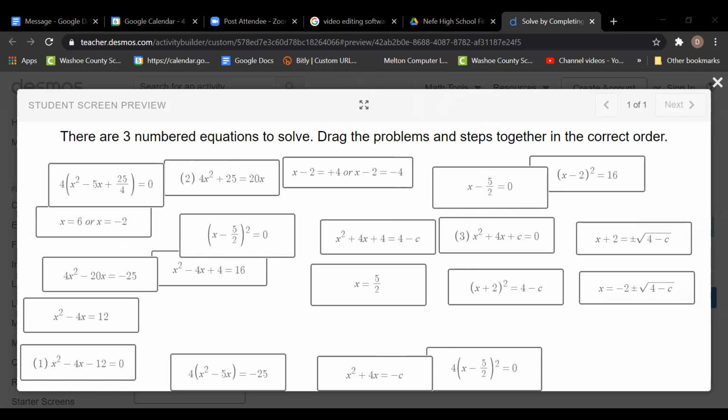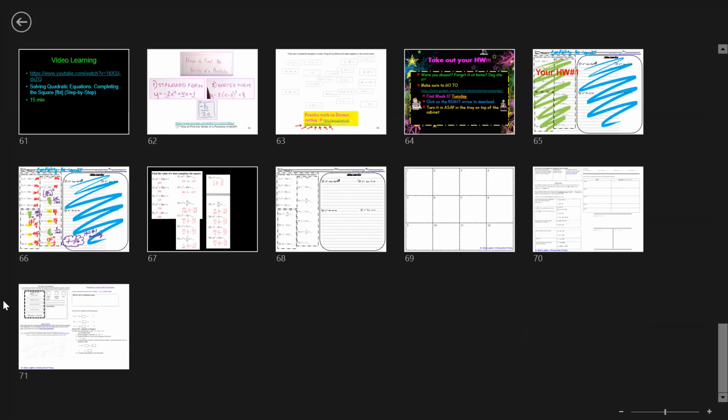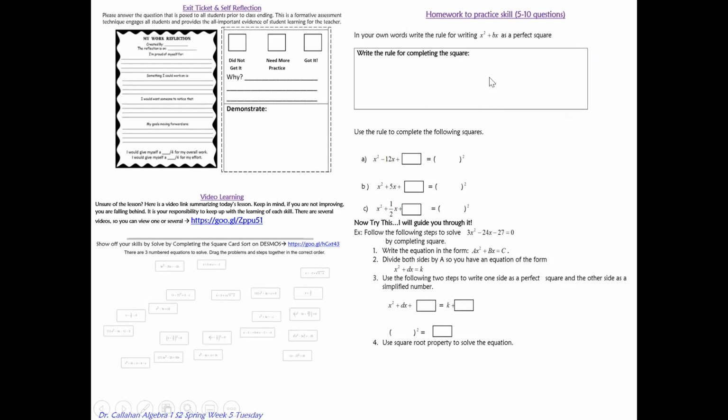If you, however, would like some additional practice, you can go to the very back of your paper, right here, and you can go ahead and practice a little bit more on the right side.